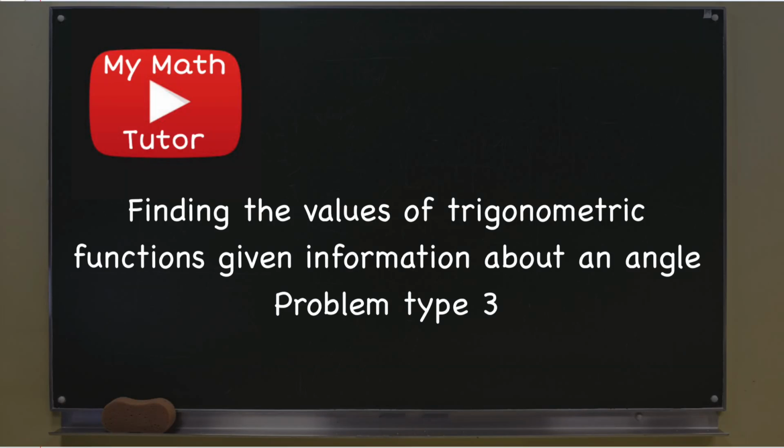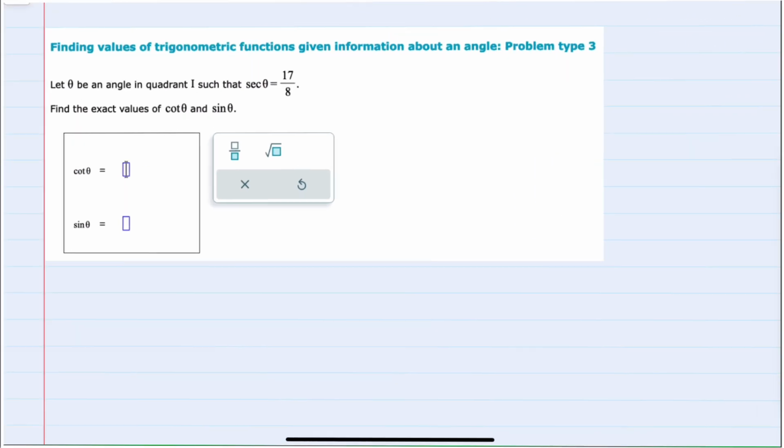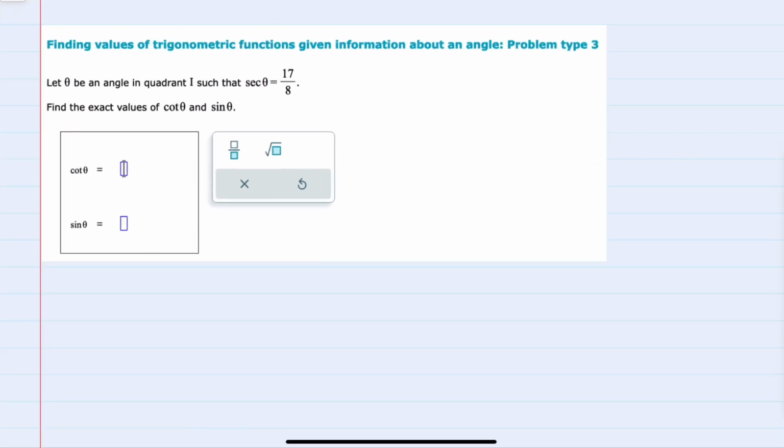In this video, I'll be helping you with the ALEKS problem type called finding values of trigonometric functions given information about an angle, problem type 3. In this example, we're told that theta is an angle in quadrant 1, and the value of the secant of theta is 17/8, and we're asked to find the cotangent and the sine of theta.